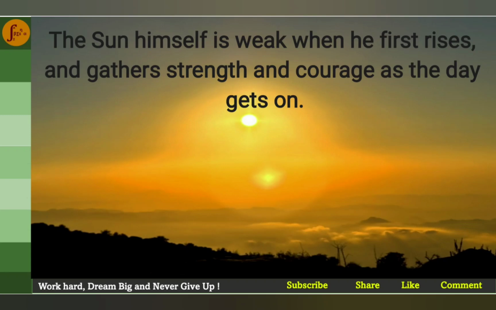The sun himself is weak when he first rises and gathers strength and courage as the day gets on.